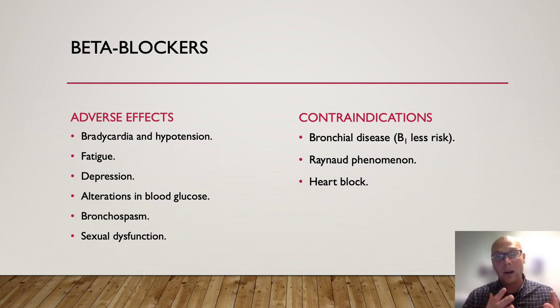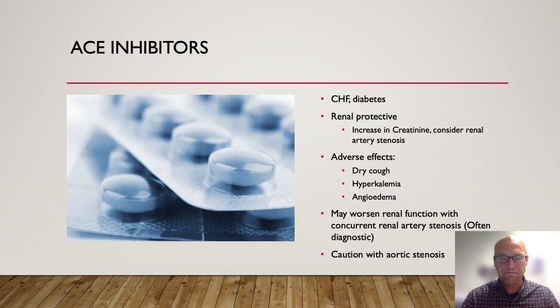Contraindications: bronchial disease should be on there, especially with the beta-2 non-selective ones. With beta-1s, there's less risk, but it should be something you think about. Patients with Raynaud's are usually better with calcium channel blockers. Patients with bradycardia or heart block, you want to avoid those kinds of medications because those patients usually have a slower heart rate anyway, and you're slowing it down even more. That's going to cause adverse effects for the patients.